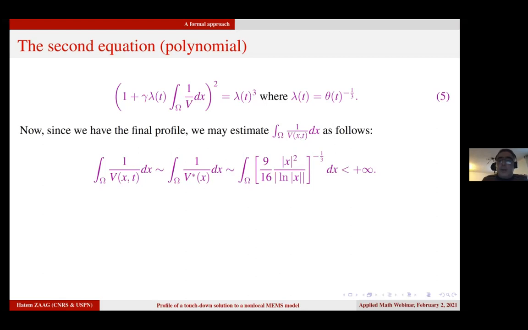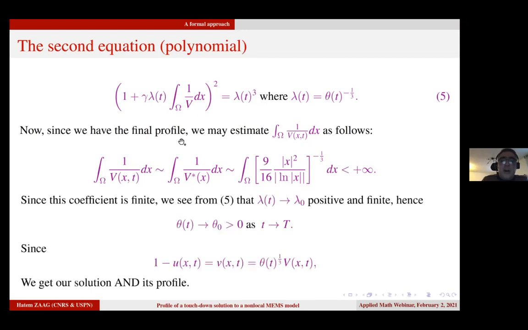Since it is integrable, it's reasonable to say that lambda of t will converge to the solution of the same polynomial equation where I replace v by v star. And it's not difficult to see that we have a solution which is not 0. In fact, no solution can be 0 here. Which means that lambda will converge to lambda 0 positive, and theta will converge to theta 0 positive. And now, because 1 minus u is equal to v, which is the distance between the rigid plate and the membrane, v goes to 0. We have a profile for v. We know the behavior of theta, so we know everything about u. And we are done.